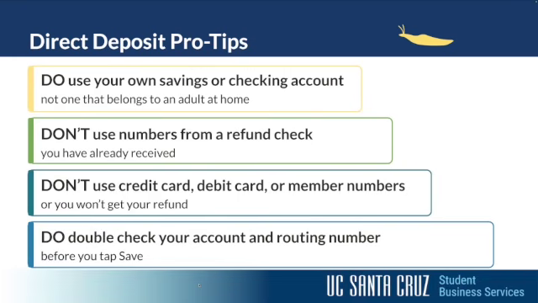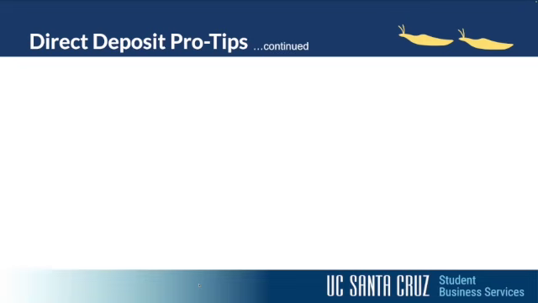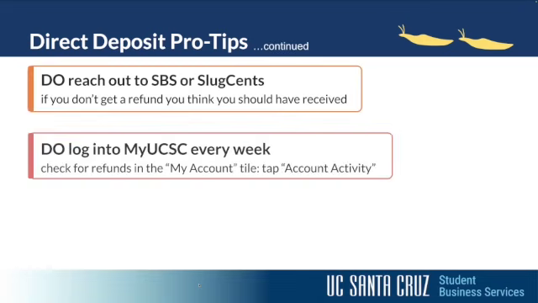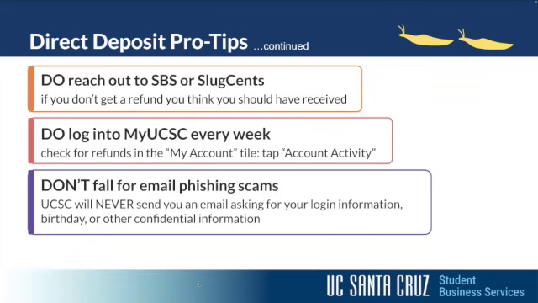Don't use numbers from a refund check you've already received, and don't use a debit or credit card number during setup, and no credit union member numbers either, or you won't get your refund. Do double check your account and routing numbers before you tap Save. Do reach out to SBS or SlugSense if you don't get a refund you think you should have received.